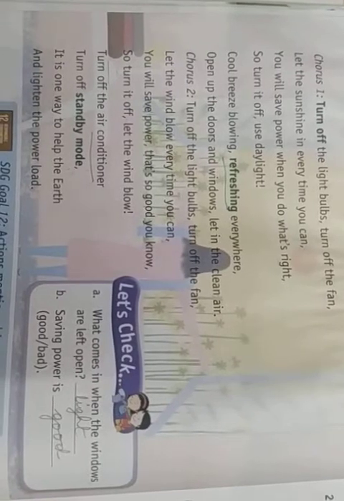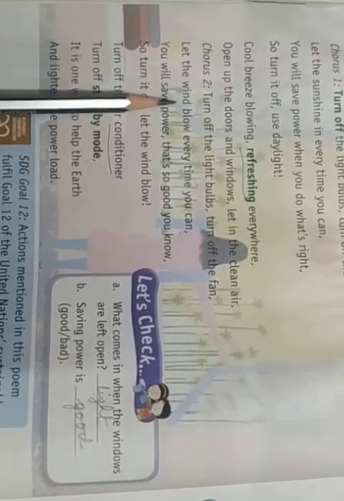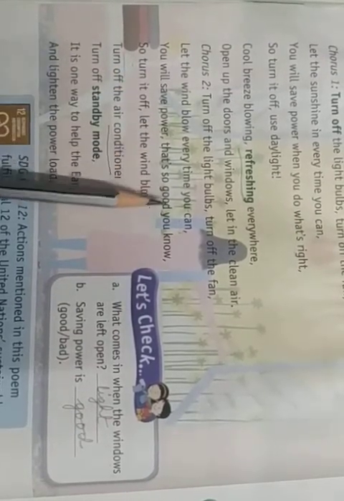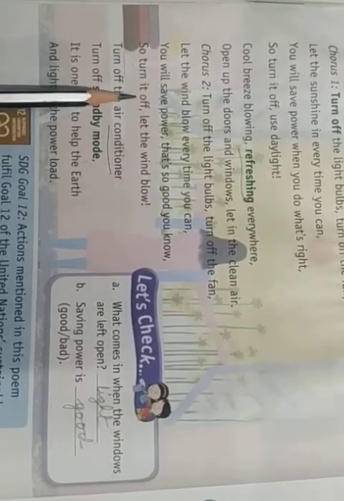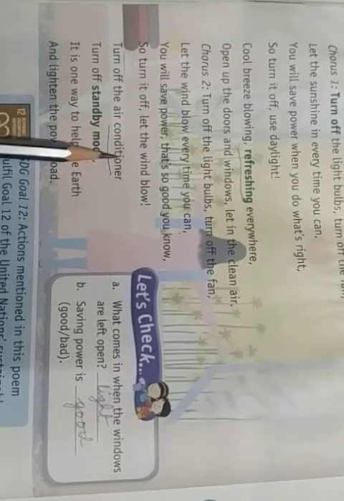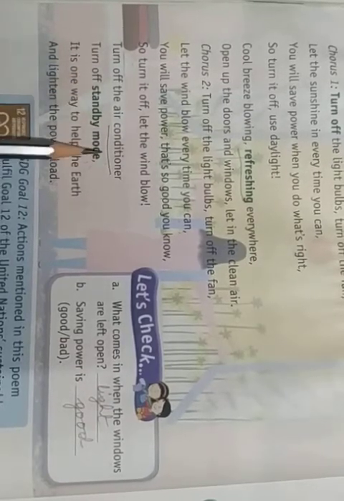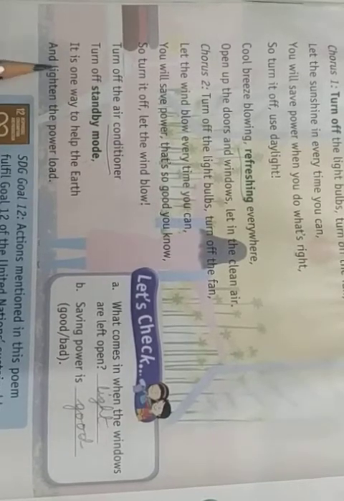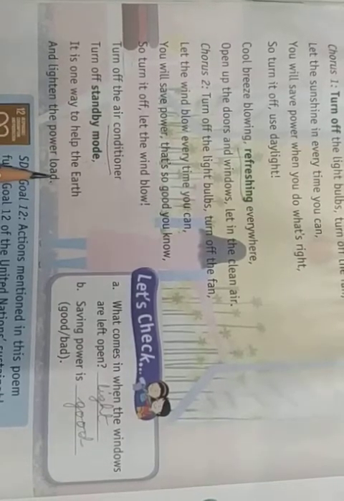Chorus 2. Turn out the light, turn out the bulbs. Turn off the light bulb, turn off the fan, let the wind blow every time you can. You will save power, that's so good, you know. So turn it off, let the wind blow. Turn it off, the air conditioner, turn it off. Standby mode, it is one way to help the earth and lighten the power load.